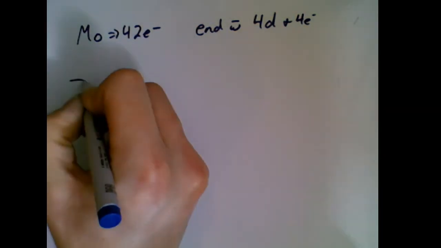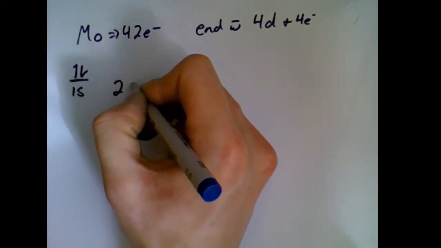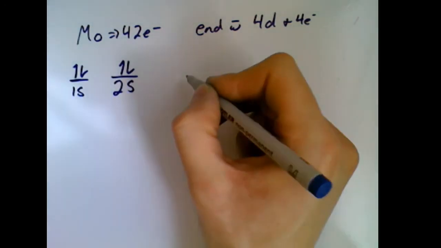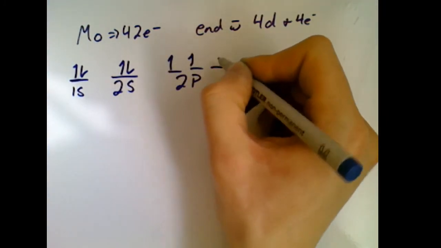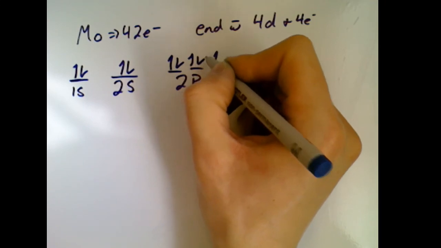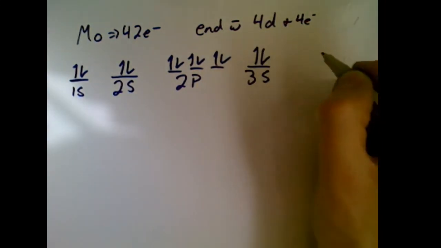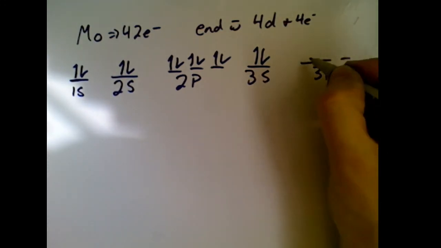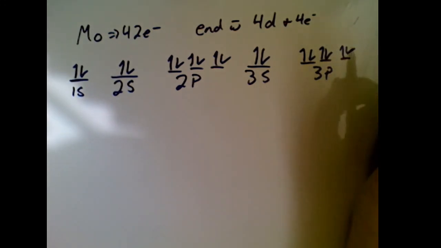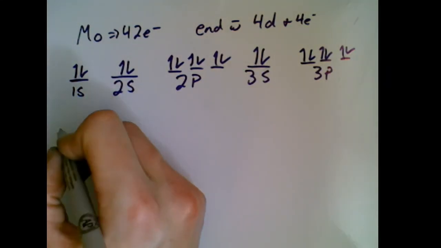What comes first? Lowest energy orbital, 1s, holds 2 electrons. 2s holds 2 electrons. 2p comes next. P orbitals have 3. So 1, 2, 3, 4, 5, 6. Then 3s. S's have 1 shape per energy level. Then 3p. P's have 3 shapes. Holds a max of 6. So now I've used 2, 4, 6, 8, 10, 12, 14, 16, 18.